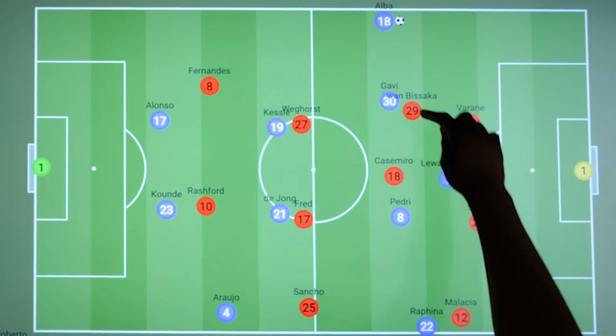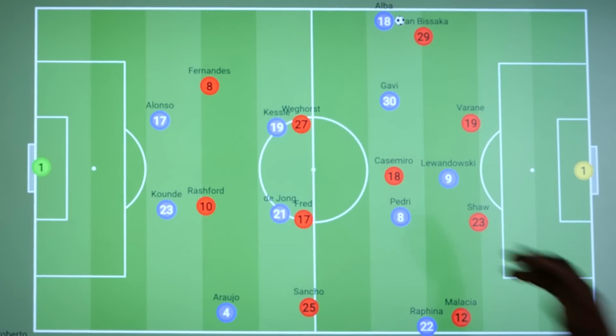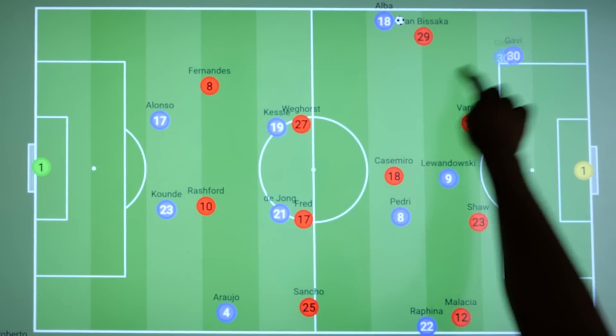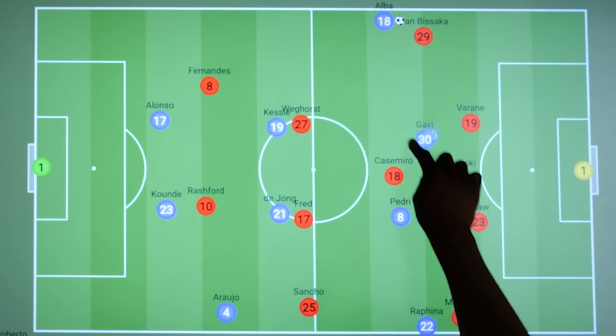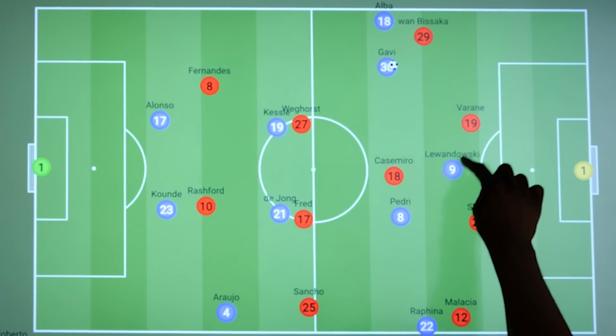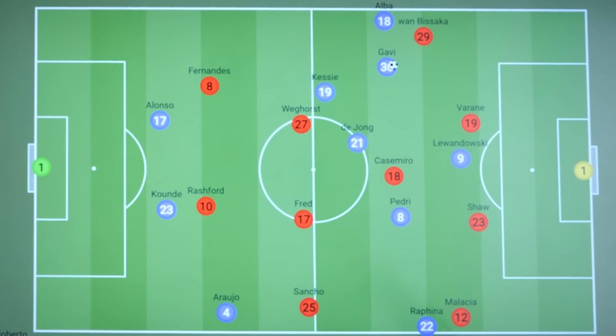And once he was found, Wan-Bissaka would naturally move to cover him, and Xavi would always be there to support him, either with the run beyond him or looking for the pass into feet, allowing Barcelona time to look to create an overload on that left-hand side.